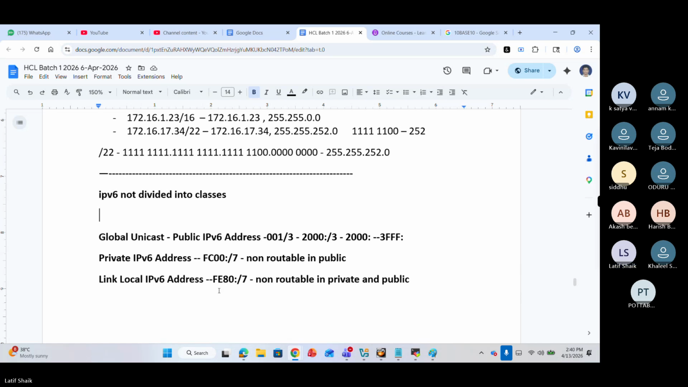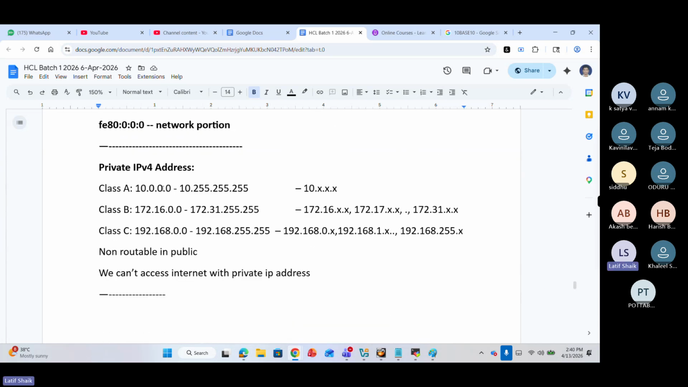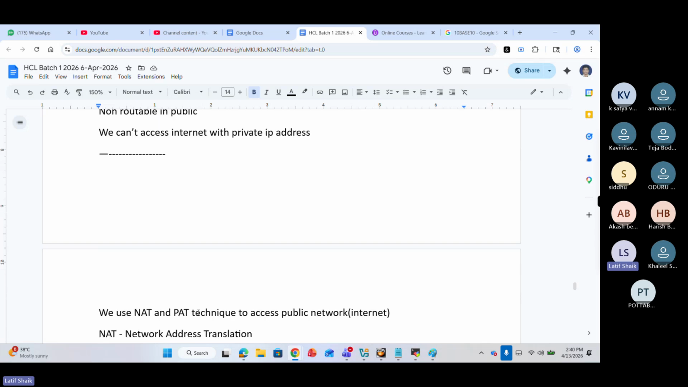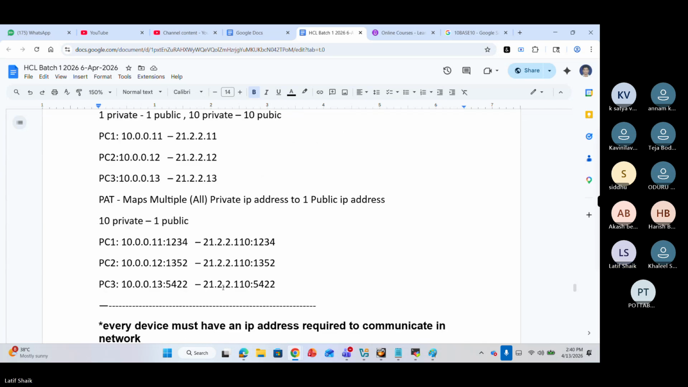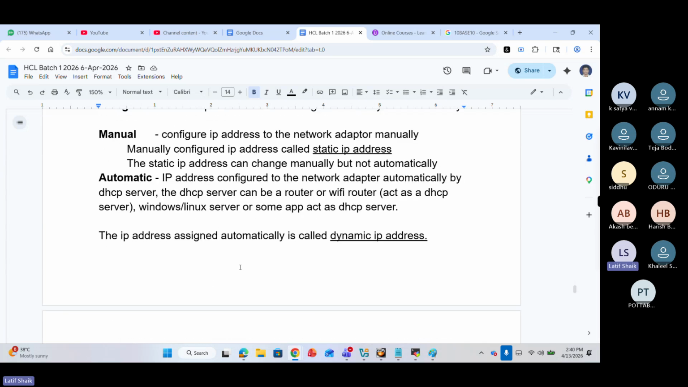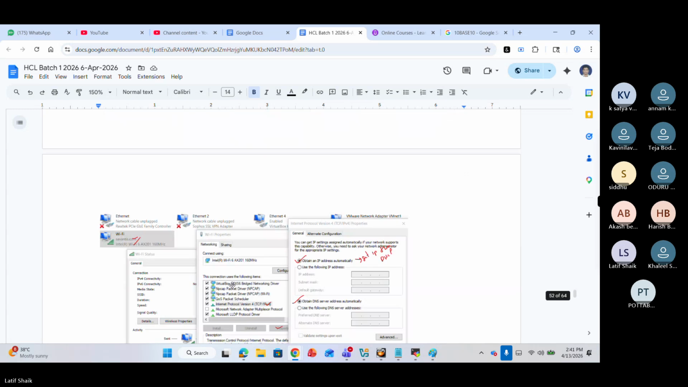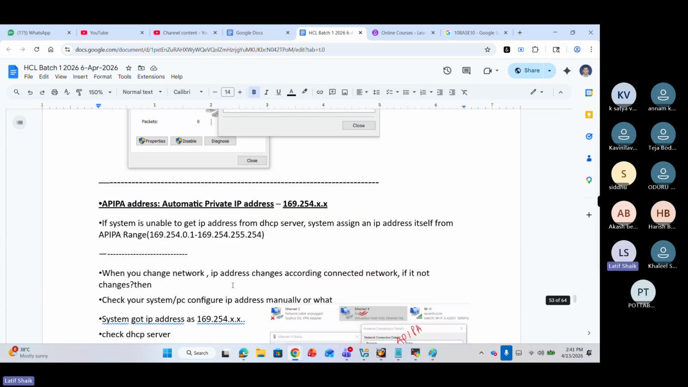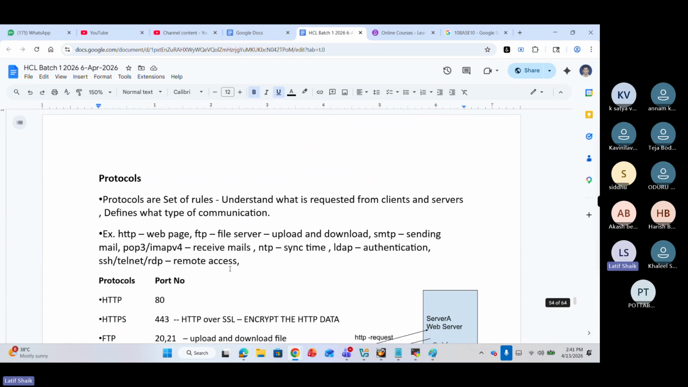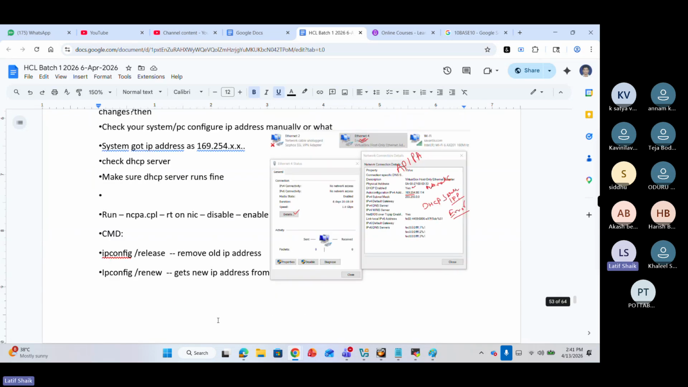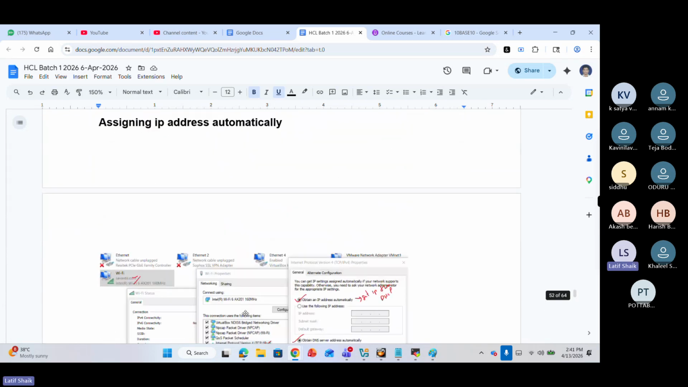IPv6 and IPv4 private IP addresses, public and private IP addresses, NAT and PAT concept. Okay. Now, how to assign an IP address. These are all IP address parts only. And what is APIPA? If you get APIPA, how to troubleshoot? So these are all IP address parts only.